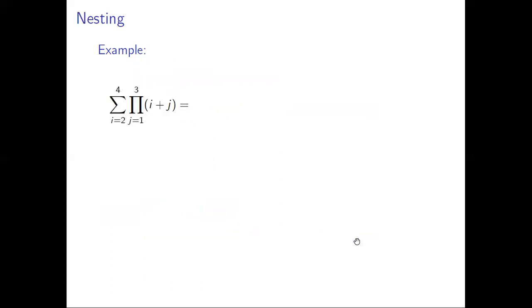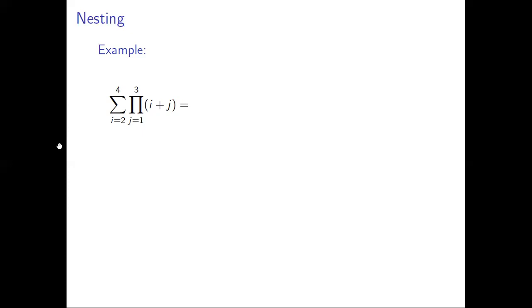Another example. Here we have the sum from i equals 2 through 4 of the product from j equals 1 through 3 of i plus j. Okay, so again, we can do it in 2 different ways. First, I'll show you how to do it where we expand the inner first. In this case, the inside is a product, so we're going to expand the product first.